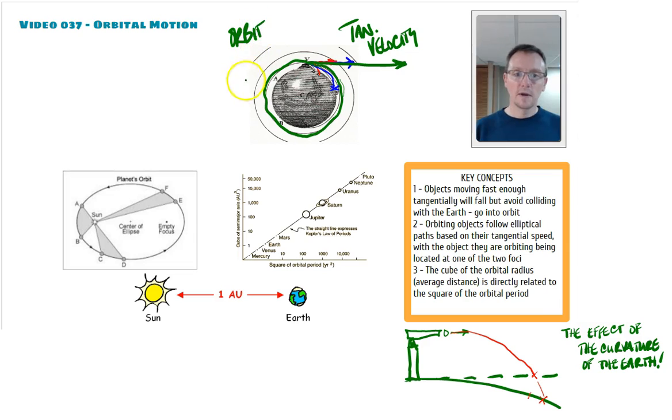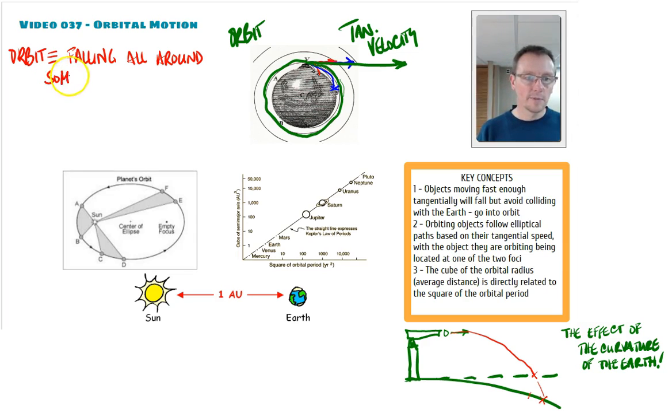Orbit is really another word for falling all the way around some object. So I'm going to go ahead and write that here. So if we say orbit, what we really mean is falling all the way around some object. It's a weird way to think about it, but it is true. You fall and fall and fall, but you're moving so fast to the side that you don't ever actually hit it because of the curvature of the object that you're falling around.